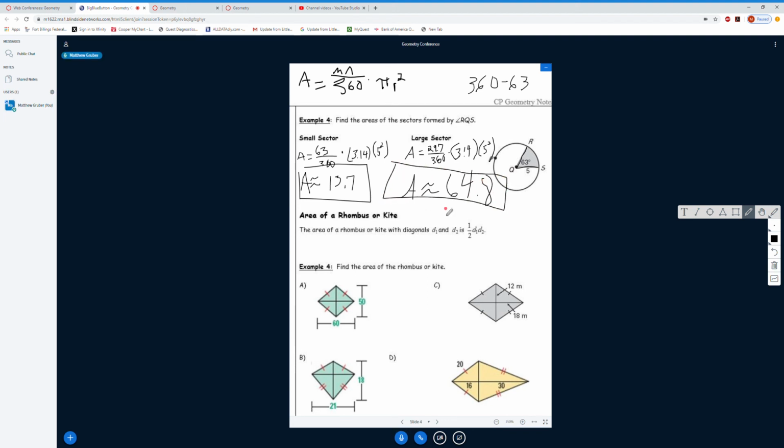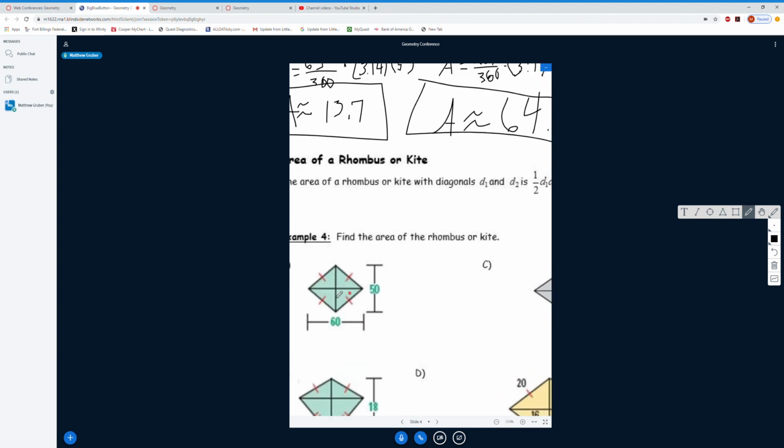Okay. Our last two formulas that we're going to learn in this section are the area of the rhombus and kite. An area of a rhombus and kite is half the product of the diagonals. So it's 1/2 of the one diagonal times the other diagonal. That's it. 1/2 of the one diagonal times the other.